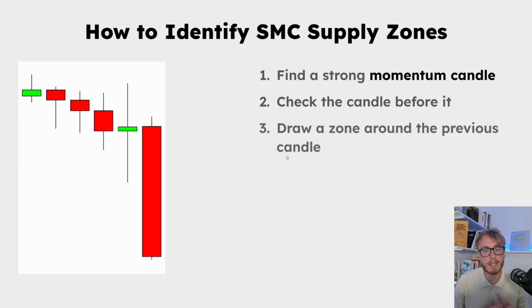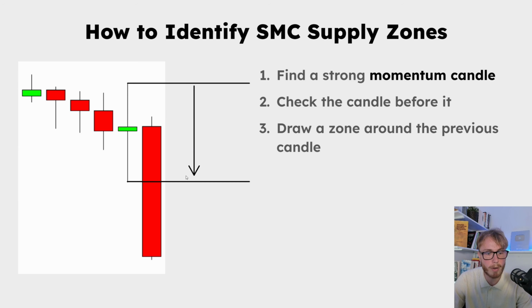Step number 3 in this process is once again to draw a zone around the previous candle. To keep it simple, we want to contain the whole previous candle. So we draw the zone from the highest point of that candle down to the lowest point of that candle. So this whole part right here will be our supply zone.